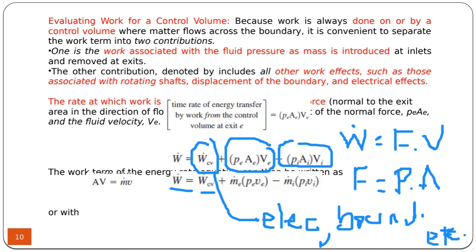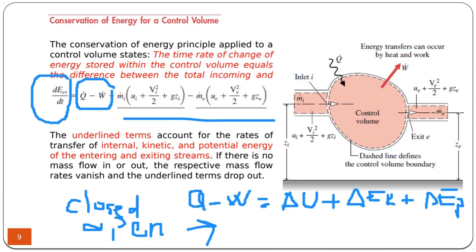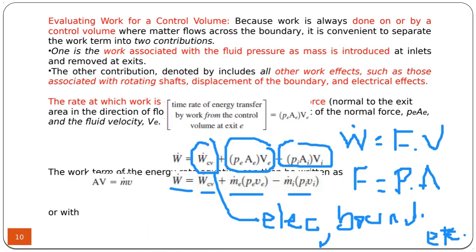the pressure work due to the mass flow rate at the inlet minus the pressure work at the exit due to the mass flow rate, because A times V here, A times V here can be written as m dot times specific volume. So this work per unit time can also be written as m dot times pressure times specific volume. So we will be writing this work term separately, as shown here.